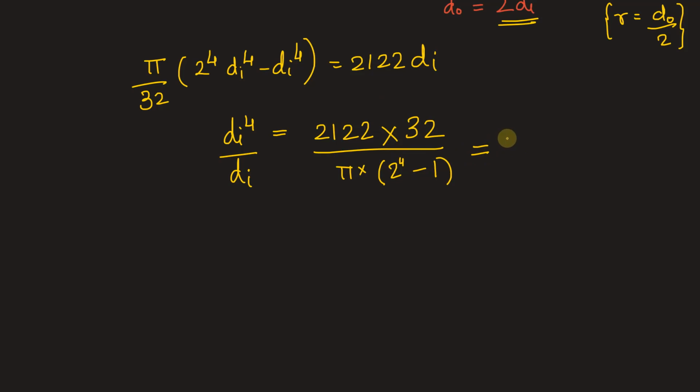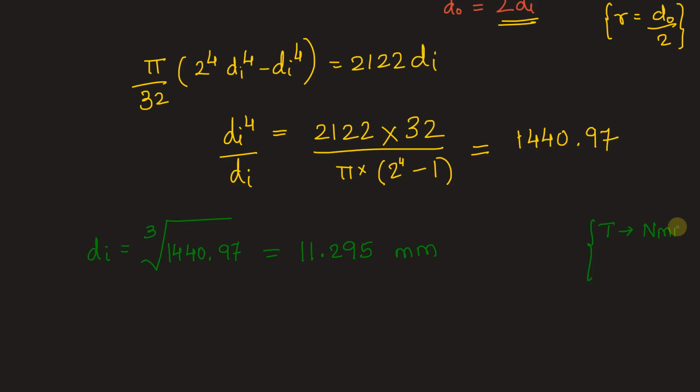After solving this in the digital calculator, we have Di cube is equal to 1440.97. Di is the cube root of this value, 1440.97, which comes out to be 11.295 millimeters. Because we have used torque in terms of Newton millimeters and shear stress tau in terms of Newton per millimeter square, we have directly got the value of diameter in millimeters. So no need to convert this value into meters or anything. We have directly got it in millimeters, which is required.